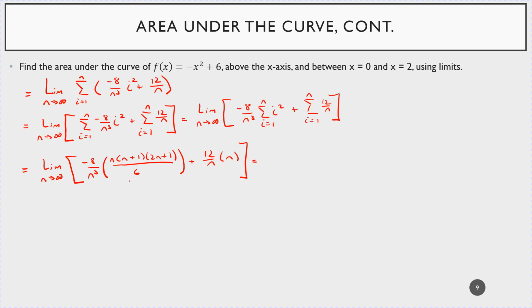All right, now we just need to clean this up. This is where it gets crazy. So the limit as n goes to infinity, you're going to FOIL this out. So this is negative 8 over n cubed times, this is going to FOIL to be 2n cubed plus 3n squared plus n, all over 6. And then the n cancels here, plus 12. All right, what you now need to do, and this is where it gets even harder, is move this 6 over here.